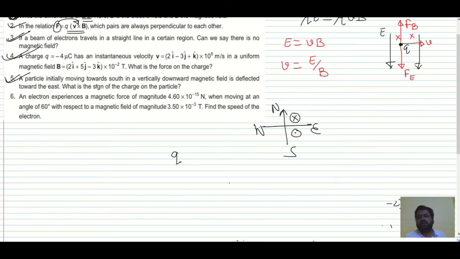Okay. Particle moving towards south initially. So it has velocity in the southward direction. Vertically downward magnetic field is there. Vertically downward, as in this is the magnetic field direction. Okay, no problem. And it is deflected towards east. Force on it is towards east. Magnetic force towards east. Now we have to find what is the sign on the charge particle.